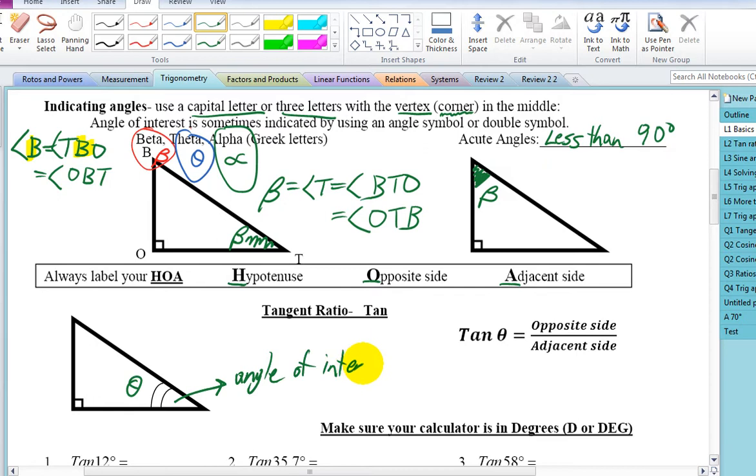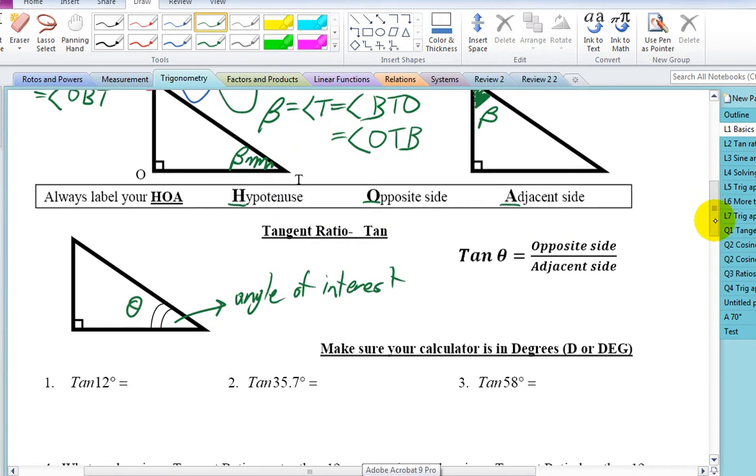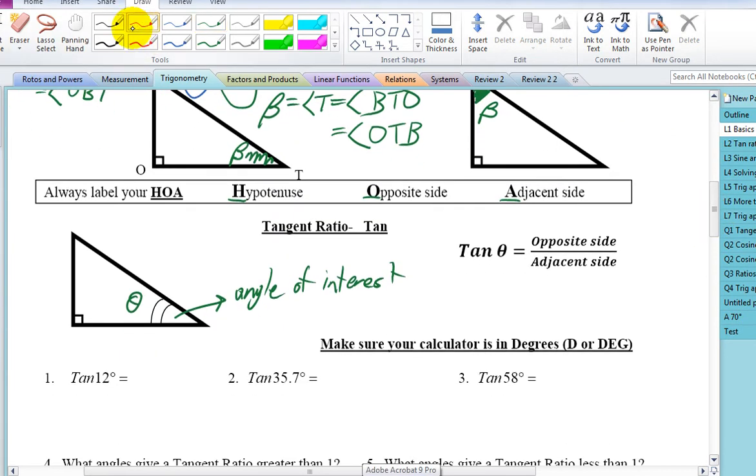It's the angle that we're talking about. Okay. So if that's our angle of interest, we can label this with our HOA. Always start with H. Start by finding 90 degrees and draw an arrow to the opposite side. And that is your hypotenuse.